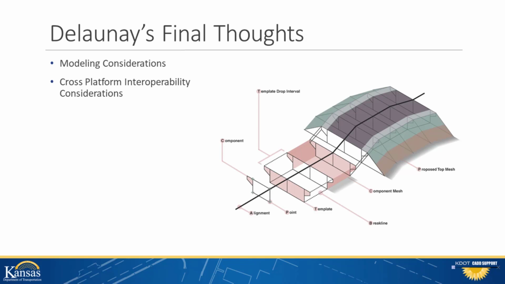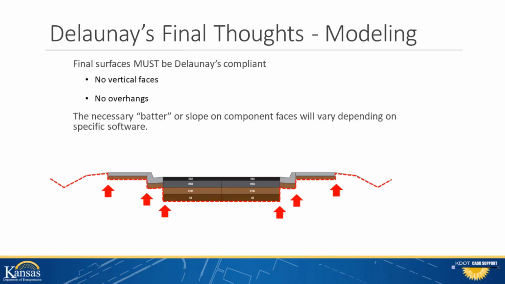This can become more complicated when you have multiple models and templates that are all combined at the end to create a single proposed surface. Template points and components must have some nominal slope to avoid any vertical faces or overhangs.